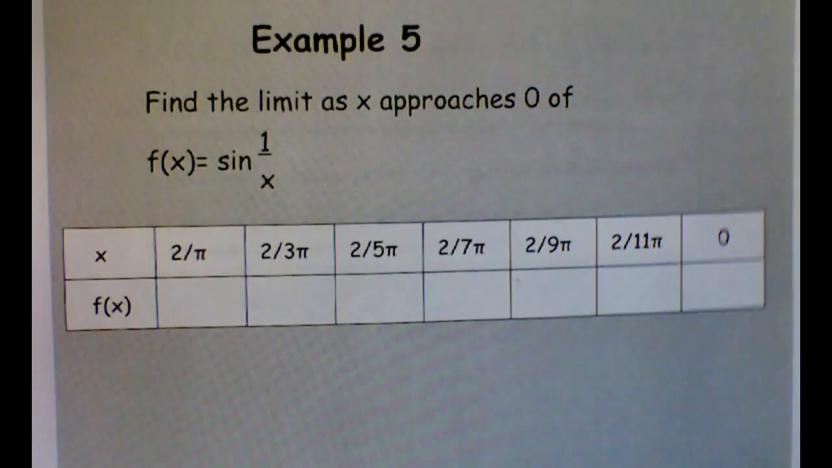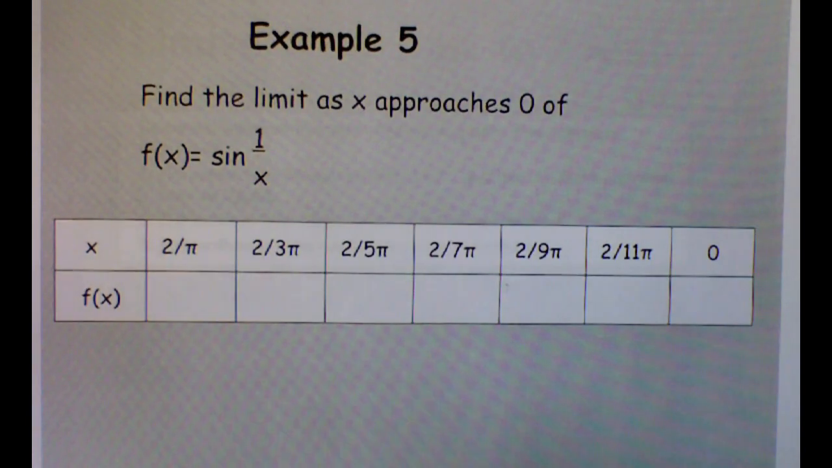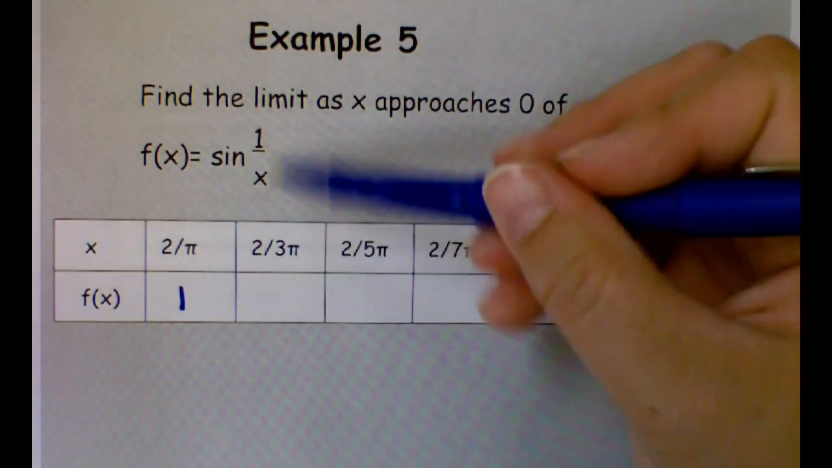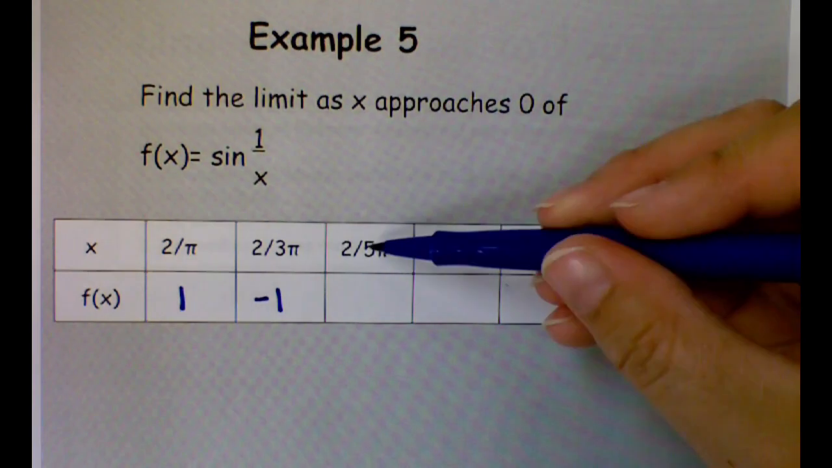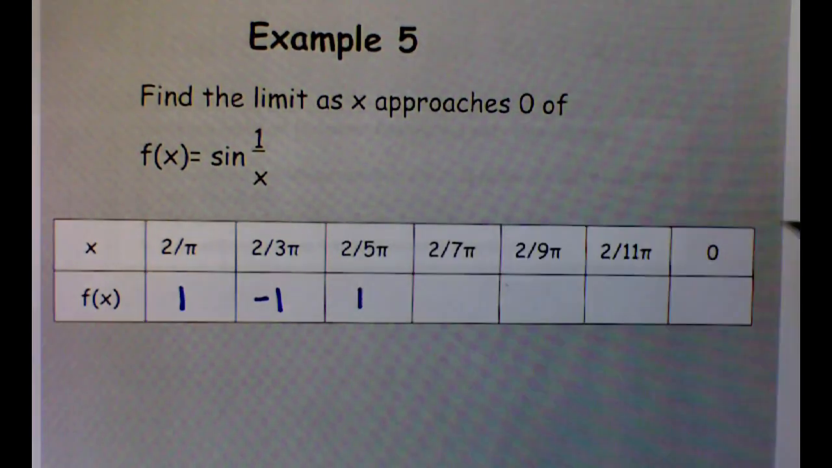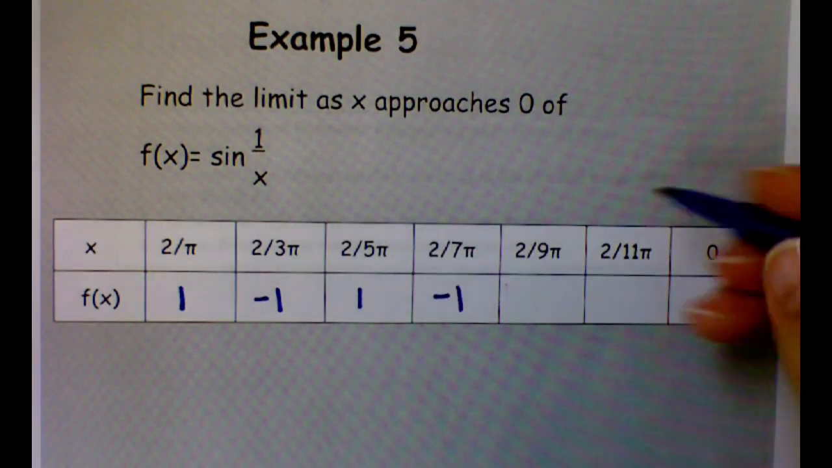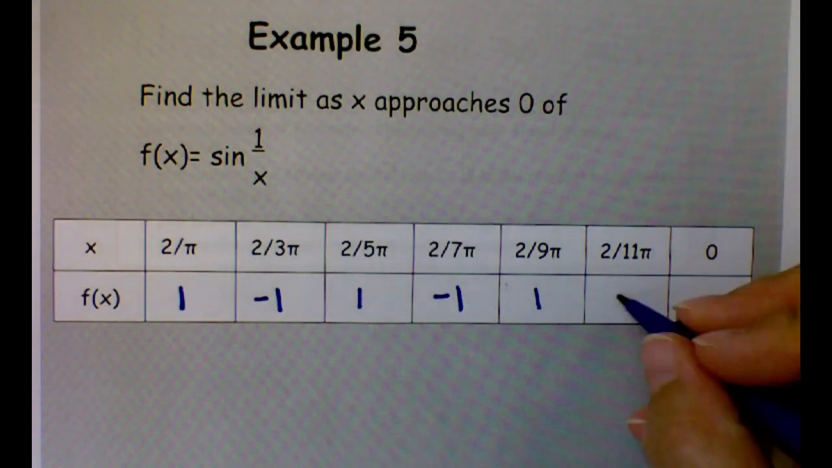Let's find the limit as x approaches 0 of the sine of 1 over x. Notice these values I chose. They were chosen deliberately. The pi is in the denominator. So the sine of 1 over 2 over pi is 1. The sine of 1 over 2 over 3 pi is negative 1. The sine of 1 over 2 over 5 pi is 1. The sine of 1 over 2 over 7 pi is negative 1. The sine of 1 over 2 over 9 pi is 1. And the sine of 1 over 2 over 11 pi is negative 1.